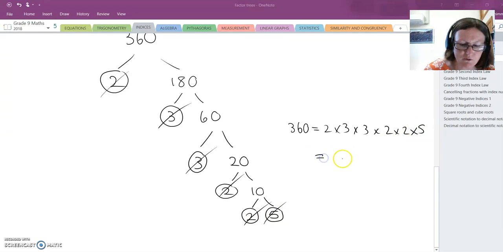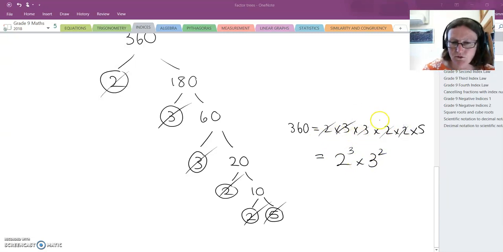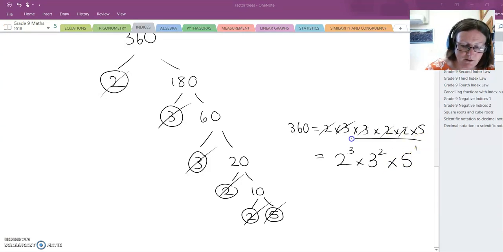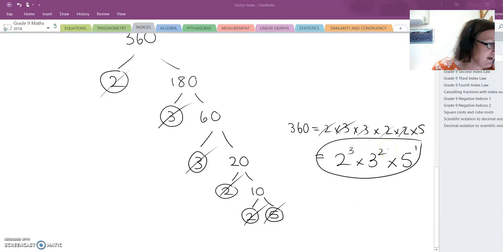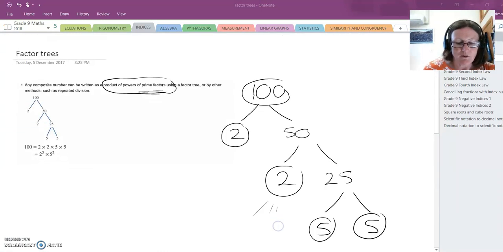Writing that in index form, I've got 2 to the power of 3 because we've got 3 2's. I've got 3 to the power of 2 because I've got 2 3's. And I've got 5 to the power of 1, or just 5. So what I have done there is I have written 360 as a product of its prime factors. So that's a summary of how we do that using our factor trees.